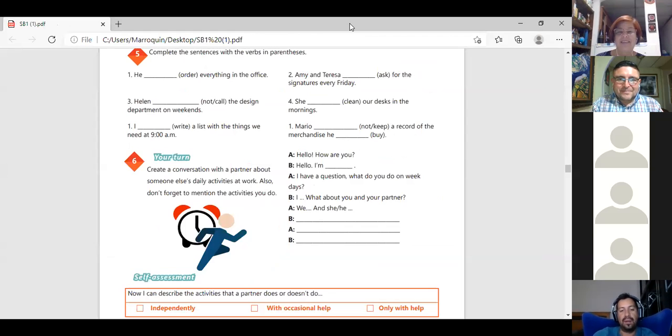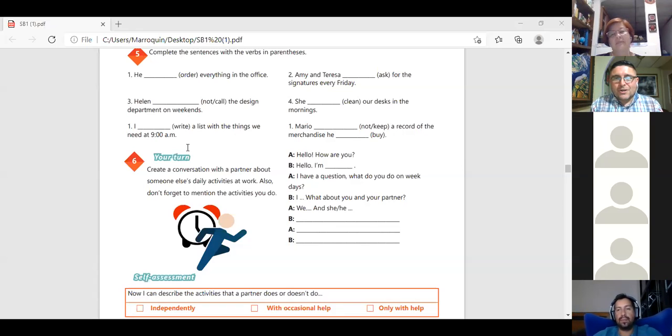Ahorita se los pongo en el chat. Kites. And how do you spell fly? F-L-Y. It's plural, exactly. It's they. So how do you say los niños encumbran piscucha en octubre? Children fly kites in October. Yes. Kites, ahí en el chat. Children fly kites in October. Ahí está.